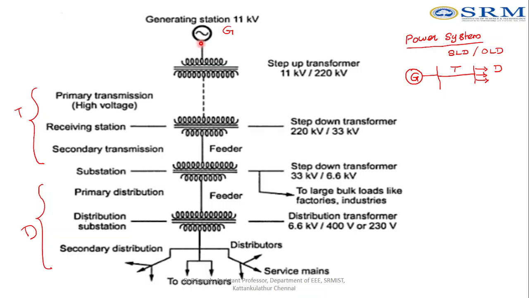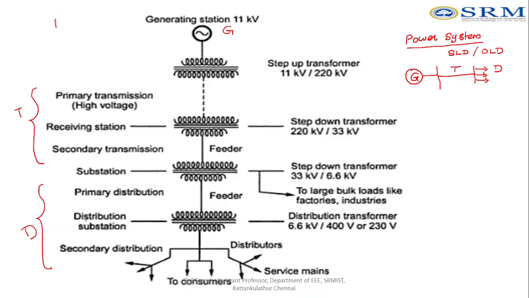We know the formula for power: power is equal to V into I, and power is constant. Whenever I want to reduce the power loss in the system, the formula for power loss is I square R. So in order to reduce the power loss, the only way is to reduce the current. Once the current is reduced, the power loss is reduced. To do this, I can increase the voltage. If the voltage is increased, by default the current is reduced. The reason is as follows.